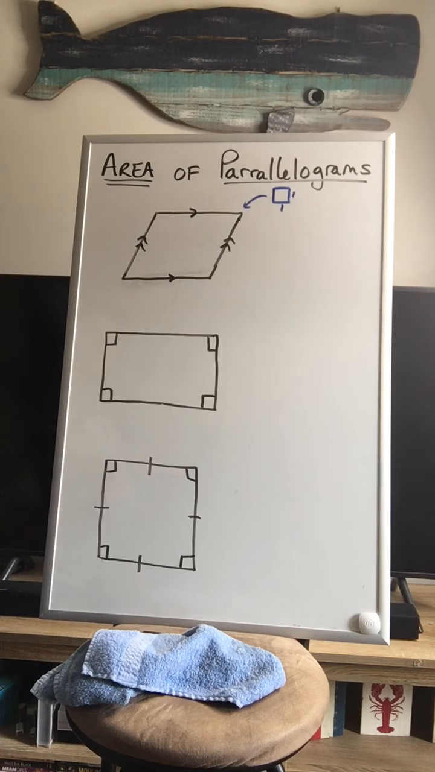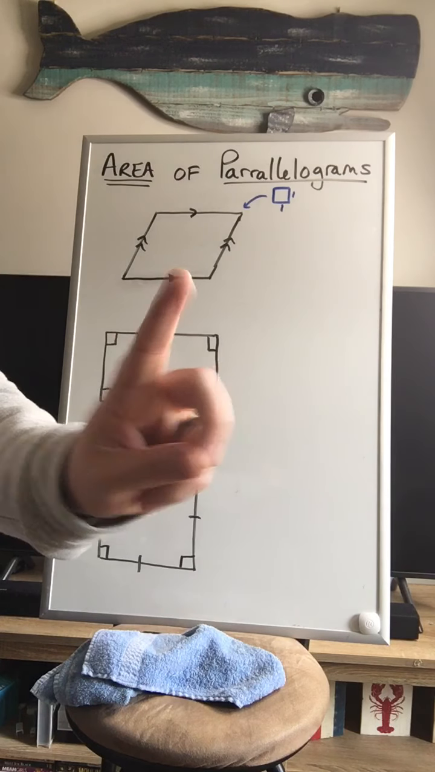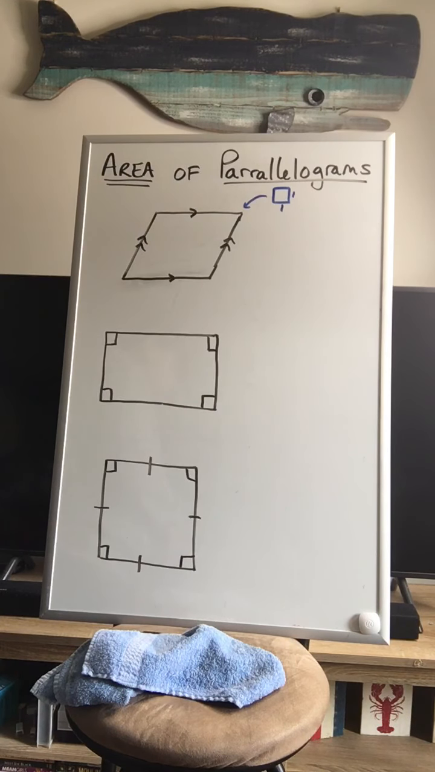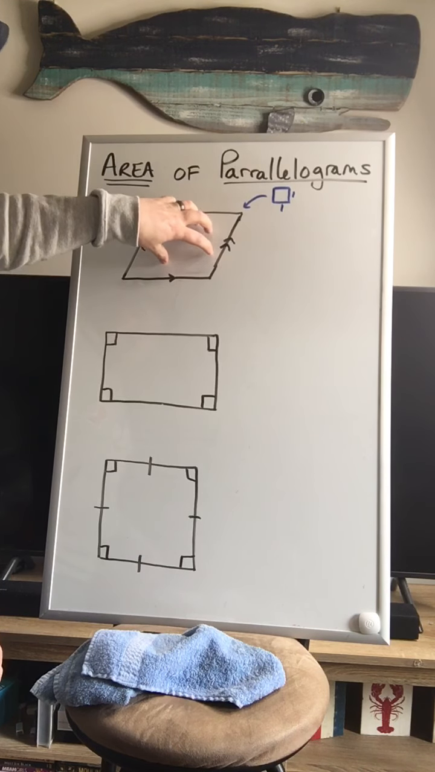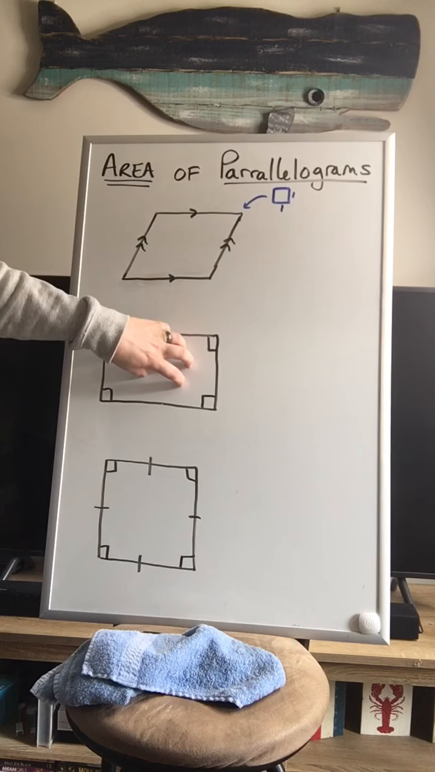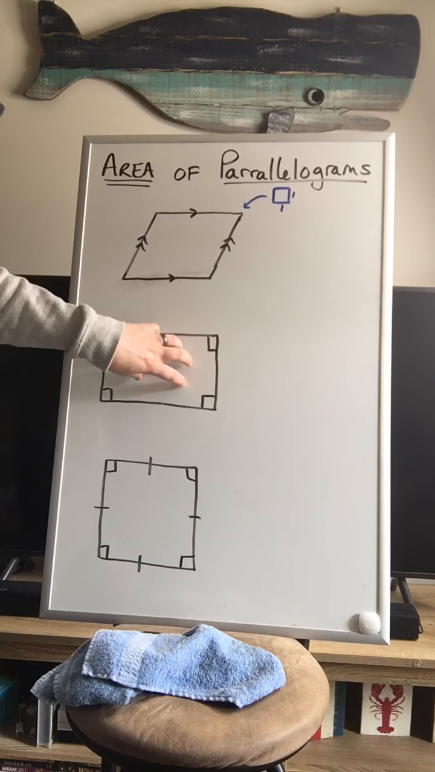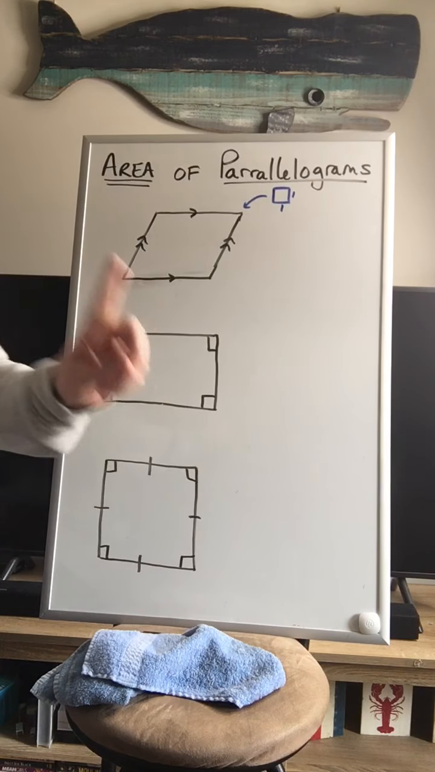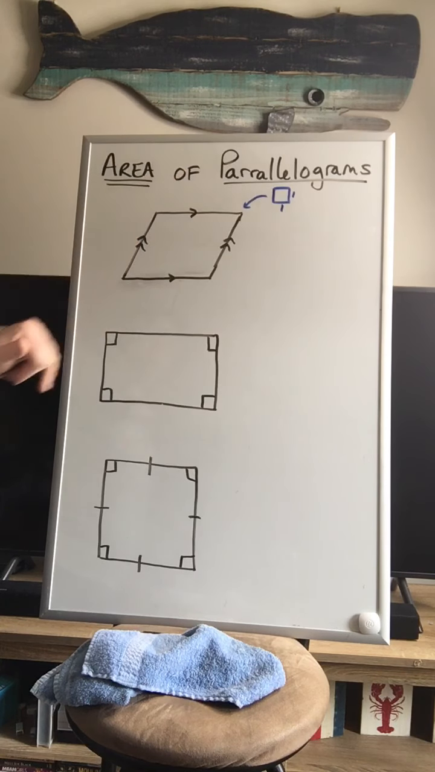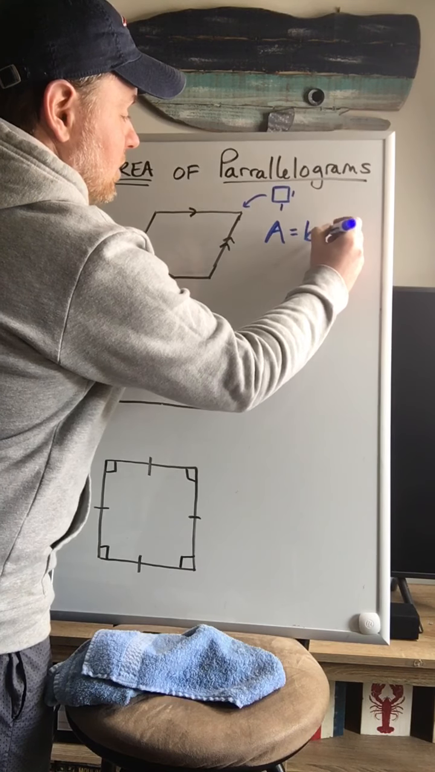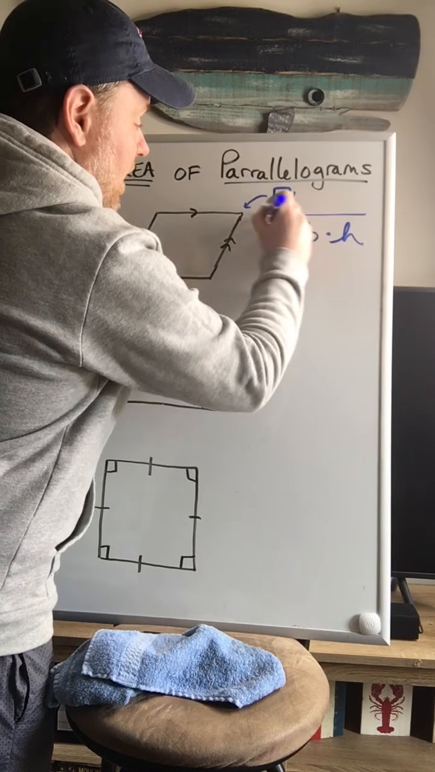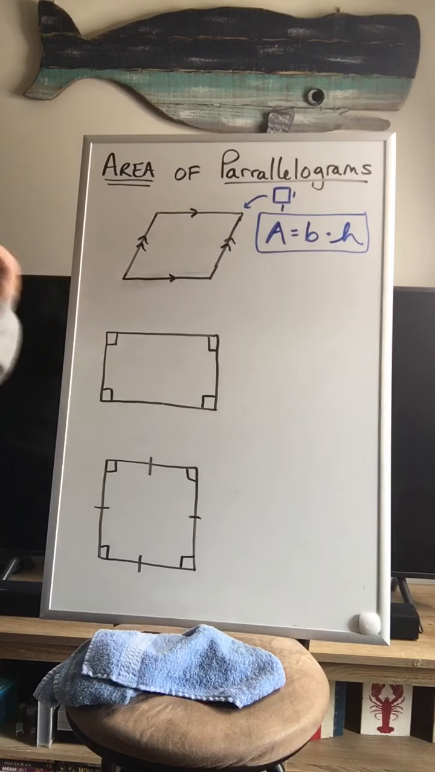Now the good news is if you want to find the area of a parallelogram, any type of parallelogram, it's the same formula, one formula. All right, so that's all you need to know. So if you want to know how much area there is inside this parallelogram, or inside this rectangle or this square, you only need one formula for all of them, right? And that formula is that the area is equal to the base times the height. That is your formula. Base times height, period.